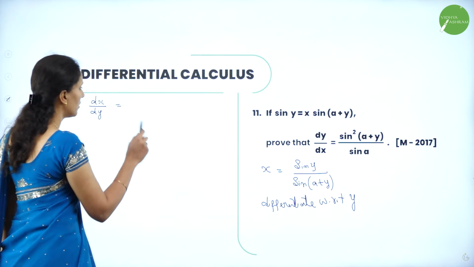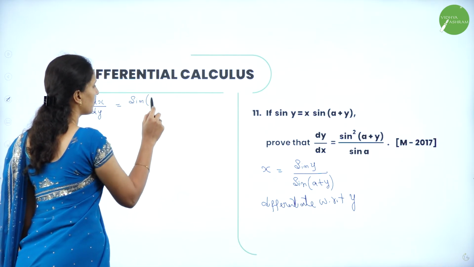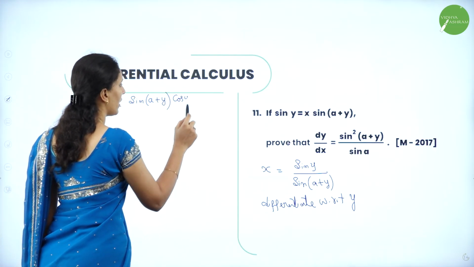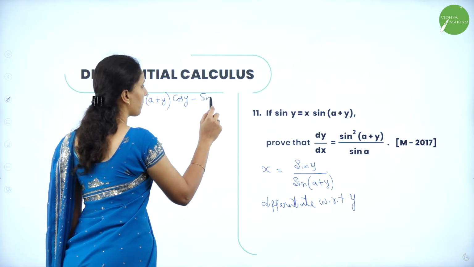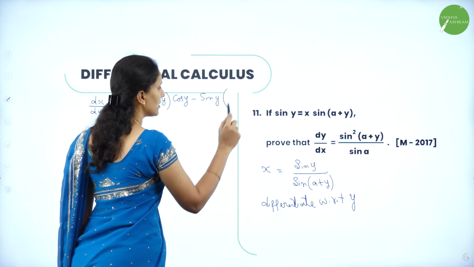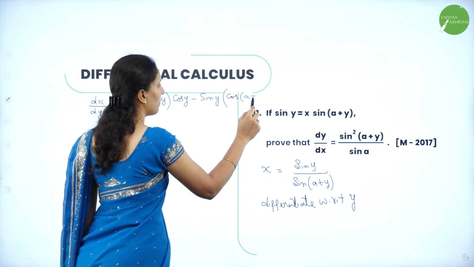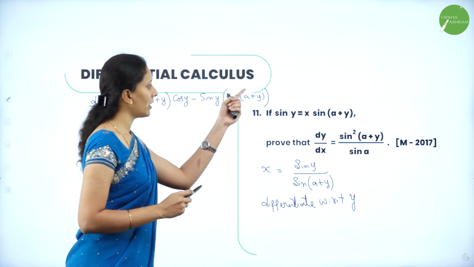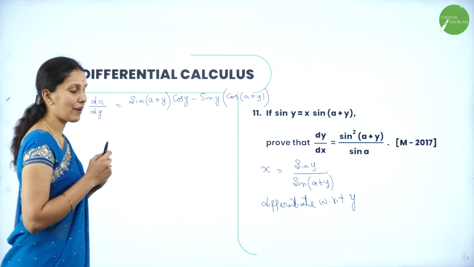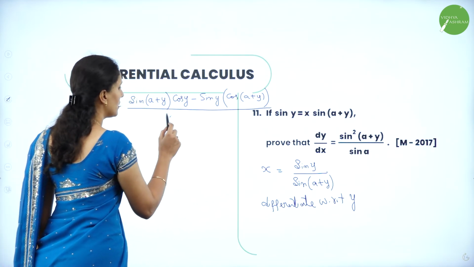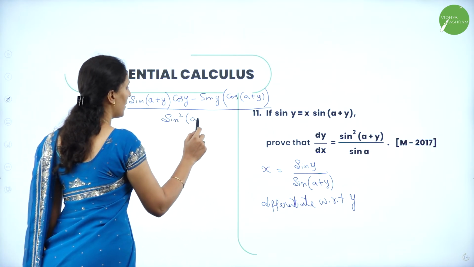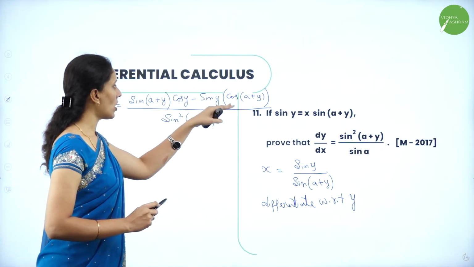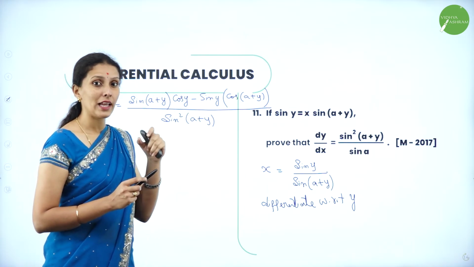So here sin (a plus y) into differentiation of sin y, which is cos y, minus sin y into differentiation of sin (a plus y), which is cos (a plus y), and differentiation of y is again 1, because here we are differentiating y with respect to y, no need to write dy by dx, whole divided by sin square (a plus y). The numerator is in the form of sin a cos b minus cos a sin b, which is nothing but sin (a minus b).